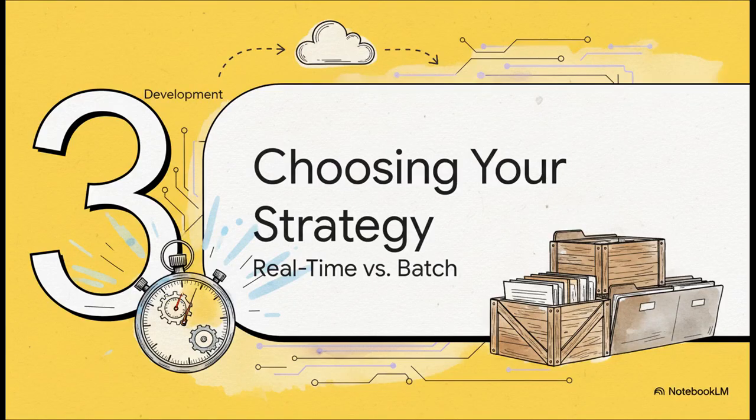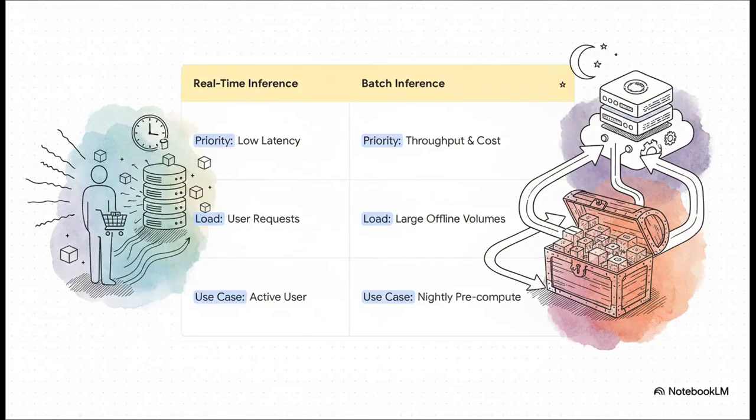Now, not every single prediction needs to happen in the blink of an eye. And that brings us to a huge strategic choice that really depends on your business. Are you doing this in real time, or can you process things in big batches? Let's use an e-commerce site, because it's the perfect example. Real-time inference is for that person who is shopping on your site right now. You need to show them a product recommendation immediately to try and influence what they buy. Speed is everything. Batch inference, on the other hand, is what you do overnight. You pre-calculate recommendations for all your users so they're ready the next day. Here, you're focused on getting a ton of work done as cheaply as possible.